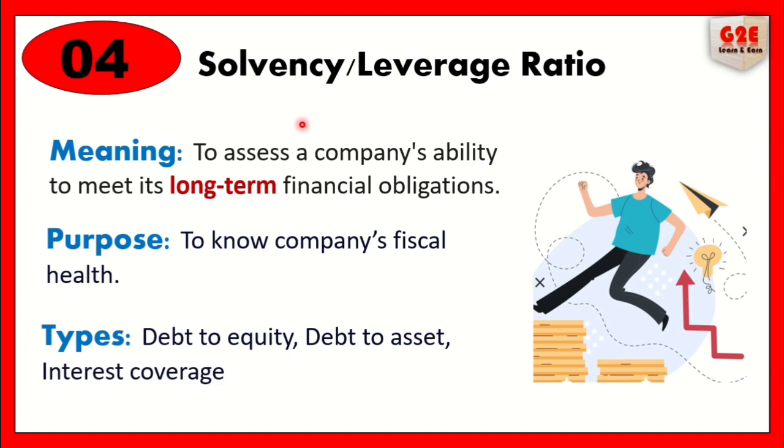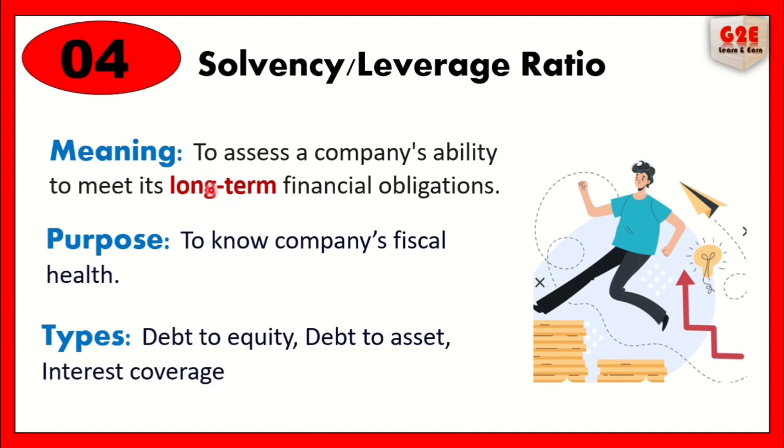In finance terms we say solvency. In normal simple English we can say redeem, pay off, such kind of simple terms we can use. For a financial perspective we use solvency. So this solvency, in a sense, is our ability to repay our loan, our borrowed fund. That ability is what this ratio shows. That's called solvency ratio. So that is the meaning: to assess the company's ability to meet its long-term financial obligations.